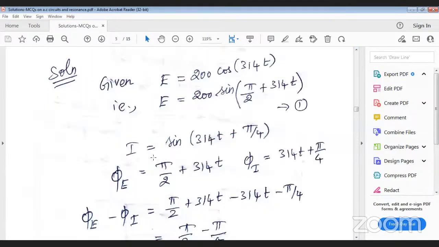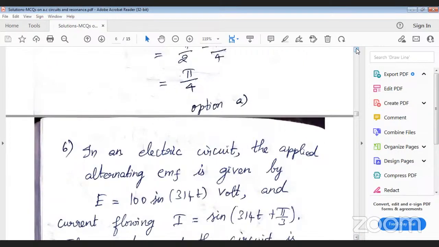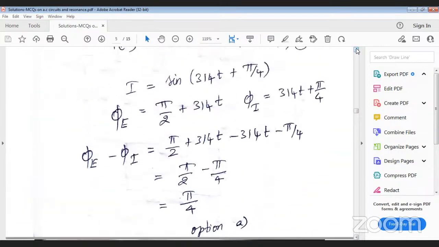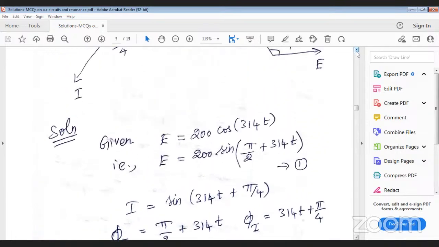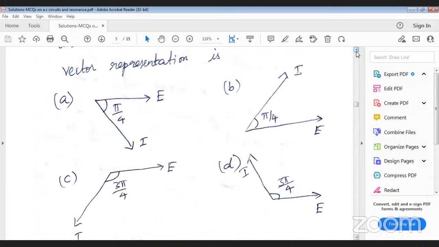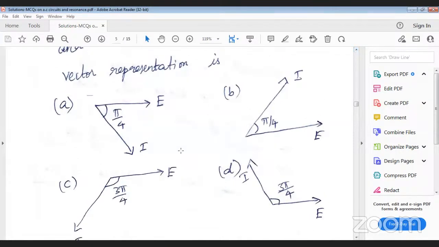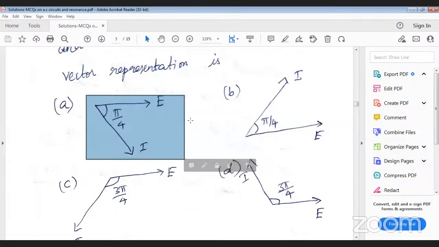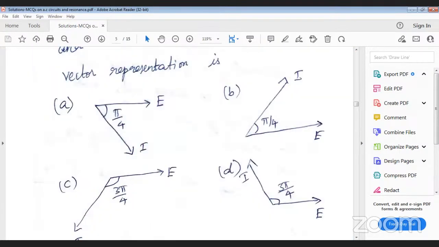Okay, that is the phase, and the phase for current is, as mentioned here, 314t plus pi by 4. Phi E is pi by 2 plus 314t, phi I is 314t plus pi by 4, and you need to subtract phi I from phi E. So you have to minus 314t minus pi by 4. Pi by 2 minus pi by 4 will be pi by 4. So that is option A. EMF will be leading. So here you see, EMF is leading the current by pi by 4.